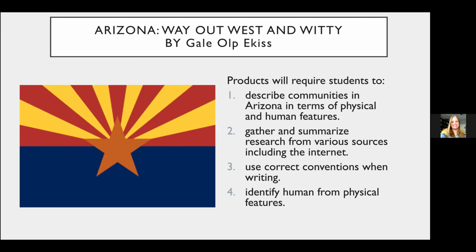All right, so the products, of course, you're going to get out of this. You're going to describe the communities in Arizona in terms of physical and human features. You're going to gather and summarize research from various sources, including the internet or this book if you'd like. Use correct conventions when writing, so grammar, of course, is important. And then identify those human and physical features.